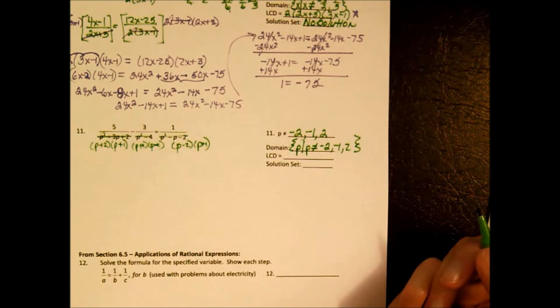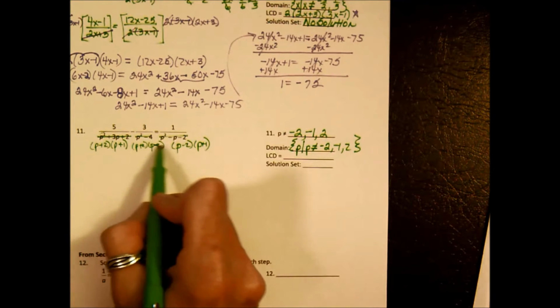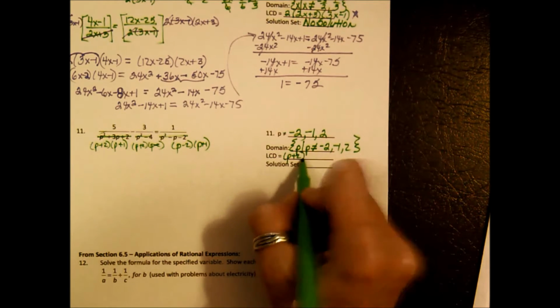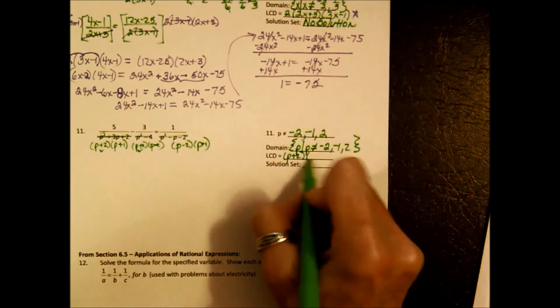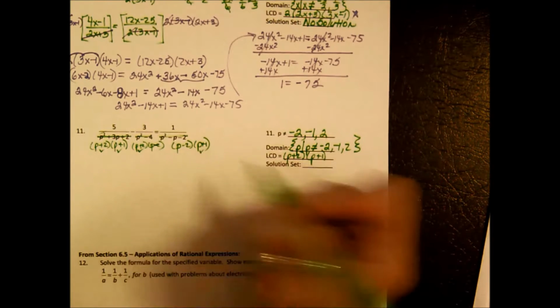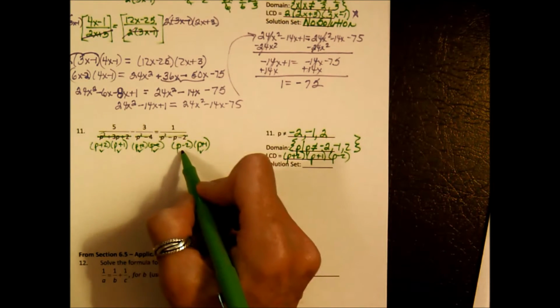Now I need my LCD, and the LCD has to include all of those pieces. So I need a p plus 2. That takes care of this one and this one. I need a p plus 1. That takes care of this one and this one. And I need a p minus 2. That takes care of this one and this one.